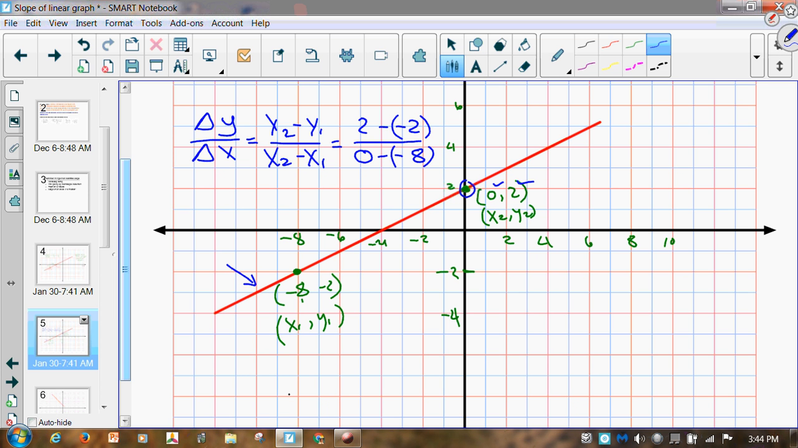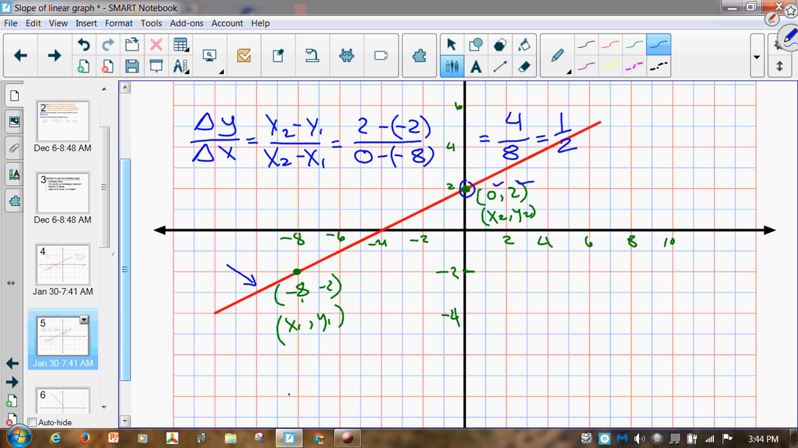And so now let's go ahead and simplify this. So we've got 2 minus a -2, which is equal to a +4, over 0 minus a -8, which is a +8, which is equal to 1/2, which is exactly what we got when we did it using the rise over run calculation. And that's what slope is all about.